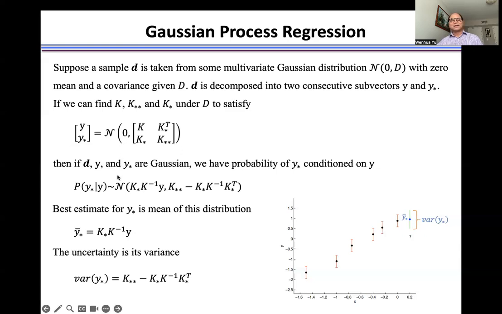That means from this Gaussian process, we get this probability, and from this probability we can estimate the mean at this point and the covariance, the variance, of this point. That means we can predict the Gaussian distribution corresponding to this point.